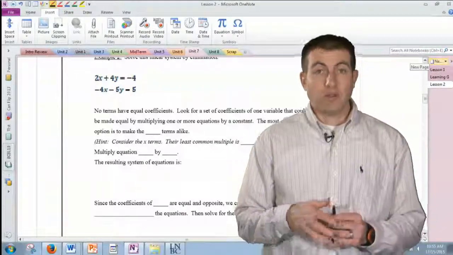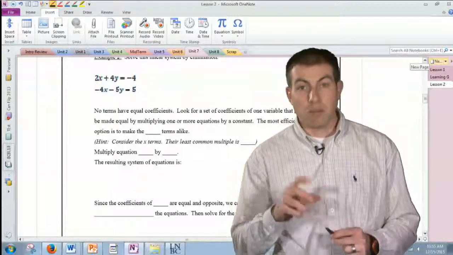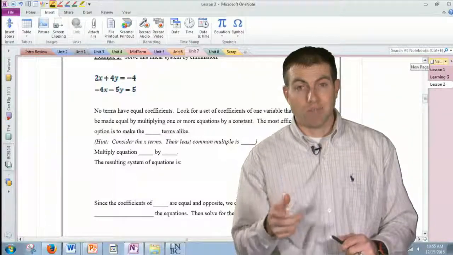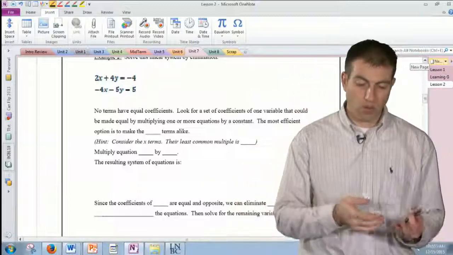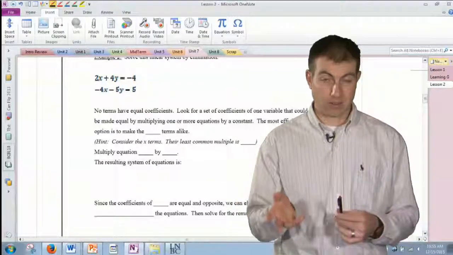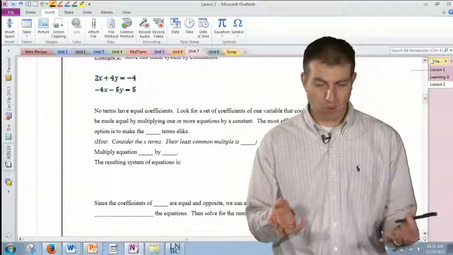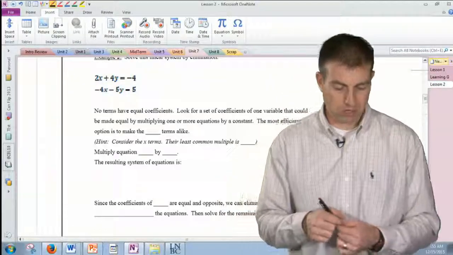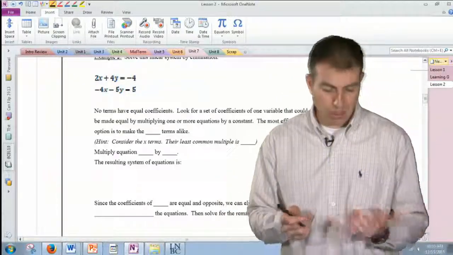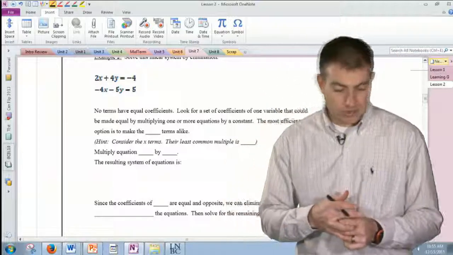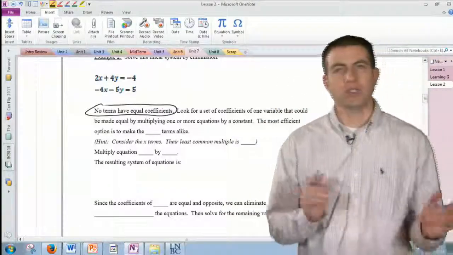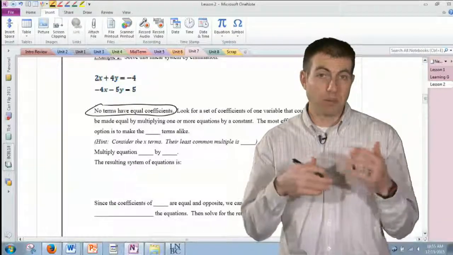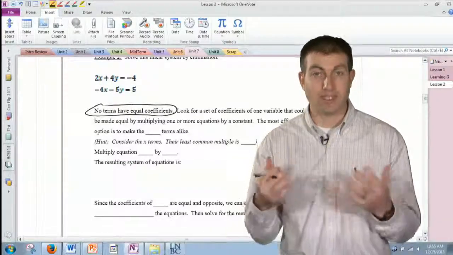So the good thing about the first question that we did was the number in front of our y was the same. It was 1. But now there's no coefficient that's the same in front of my x's and my y's. So we have a bit of a problem here, which isn't really a problem. So what we do is we identify that no terms have equal coefficients. That's the first thing. There's no number in front of both the x's or both the y's that's the same.